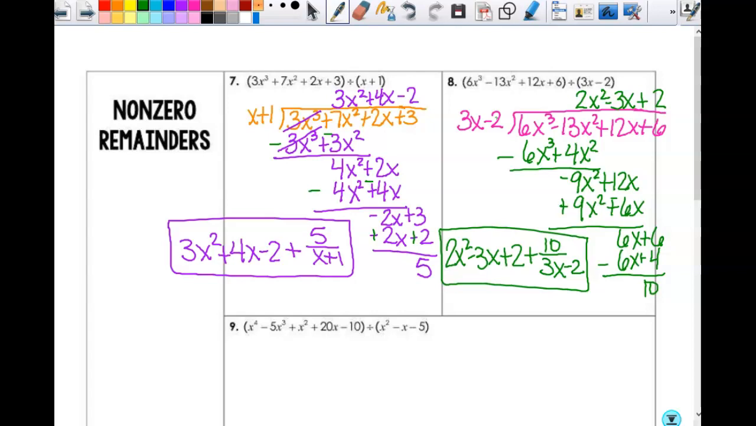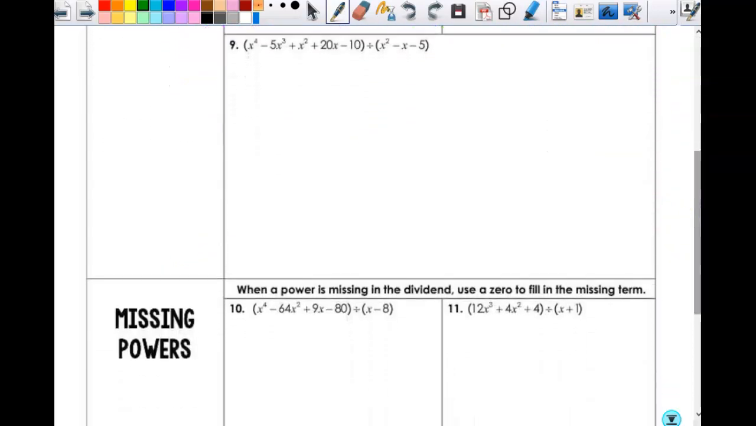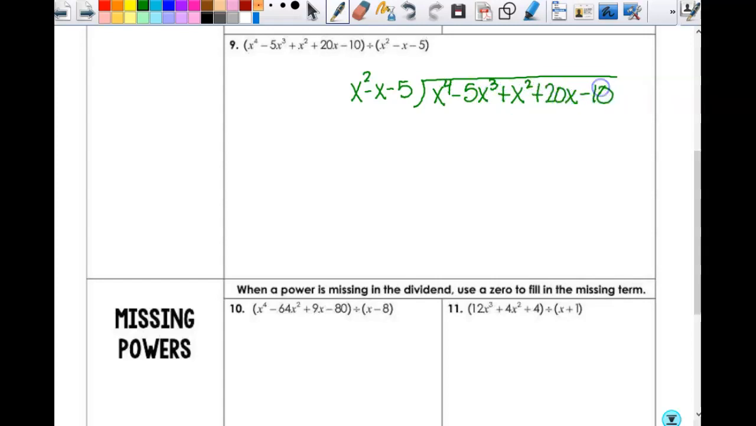All right, so we'll do 9 together just because it's a trinomial, and you work it the same way, but I don't want anybody freaking out over it. If you want to work through it yourself, you can. But I'm going to talk through it for the people that need it, so you can just tune me out. So x to the 4th minus 5x cubed plus x squared plus 20x minus 10. It's really the same process over and over again. If you can do it with the smaller ones, you can do it with these.